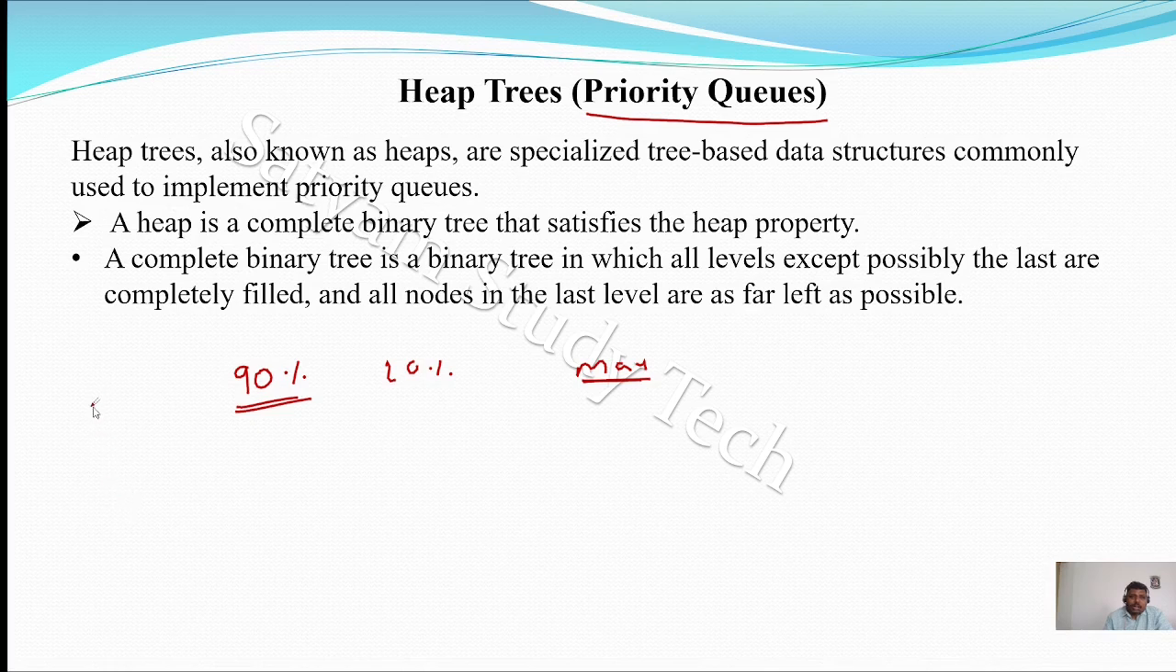For example, this is the percentage. Now you can see the ranks: rank 1, rank 10, rank 20. Here you can see which is the highest rank. Here 1 is the highest rank, right? So here the minimum value is the maximum priority. In the percentage case, the maximum value is the maximum priority. So in that case, how to consider the max heap? In the rank case you have to consider the min heap. You can construct the min heap. So the minimum value is the highest priority.